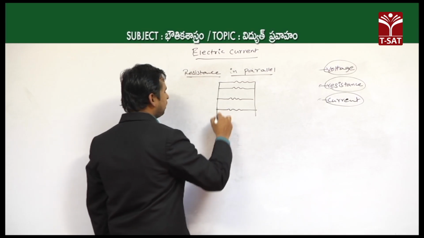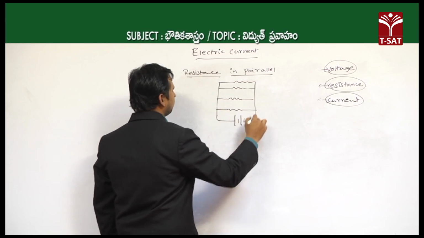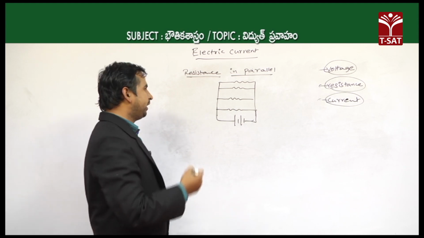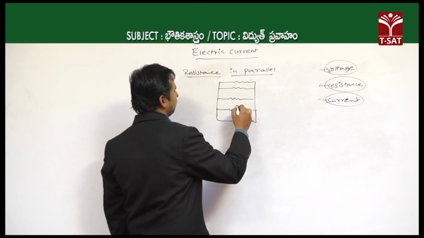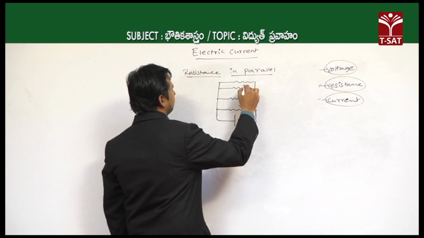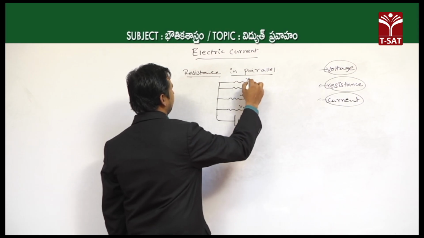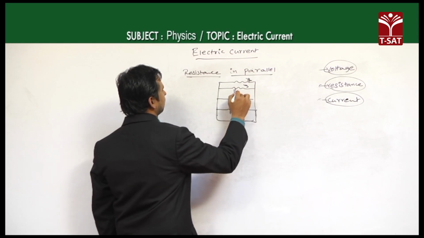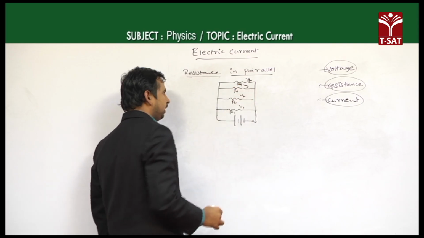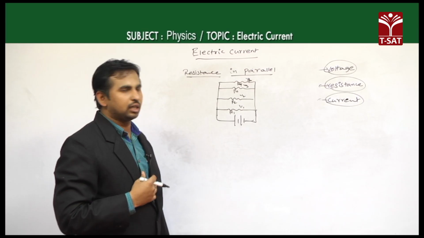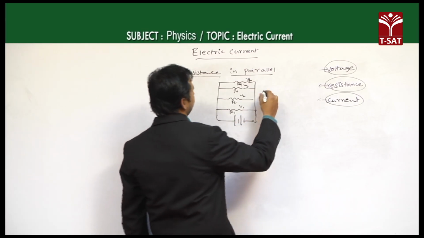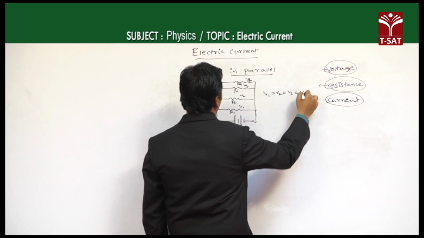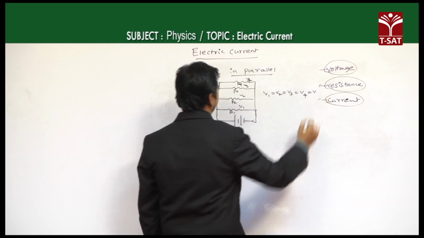In this case, as all are connected one on another, the voltage remains the same at any of the resistances you take. Here the voltage, here the voltage, here the voltage, and here the voltage. In all four cases, with resistances R1, R2, R3 and R4, in this parallel connection the voltage remains the same, which is V1 equal to V2 equal to V3 equal to V4, like this.